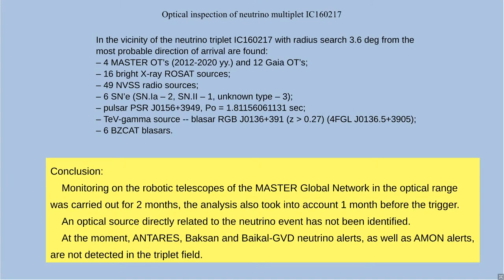However, in such a large area of uncertainty, with the arrival of the triplet radius 3.6 degrees, a fairly large number of different transients are found in astronomical databases. Despite this, an optical source directly related to the neutrino event has not been identified. It should be noted that at the moment, Antares, Baksan, and Baikal-GVD neutrino alerts, as well as AMON alerts, are not detected in the triplet field.